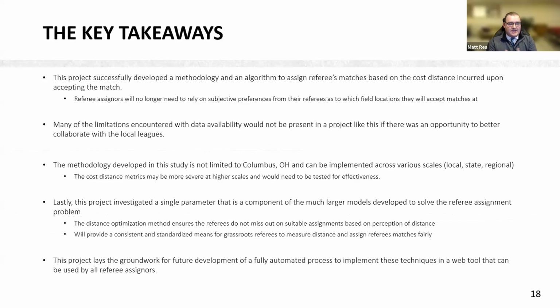So some of the key takeaways. The project was successful in developing a methodology that assigned referees matches based on their cost distance. I was very excited when I finally got it to run and assign all the matches. There was a point where I thought I may not be able to make it work, and then it did, and I jumped for joy.